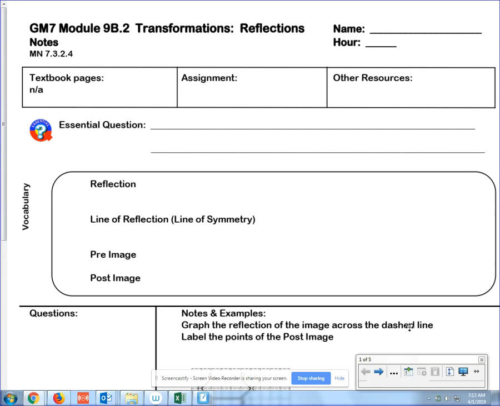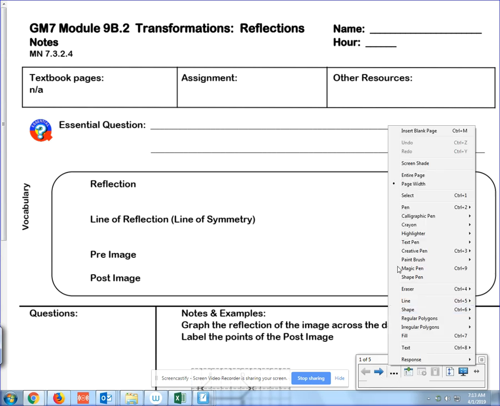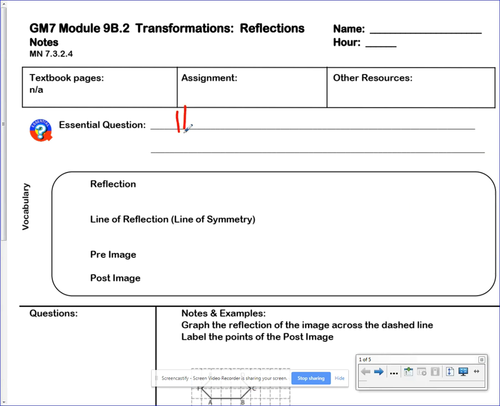Here we go, rocking and rolling, continuing on with our transformations. And today we are going to concentrate on reflections. Take out your notes and let's get started.